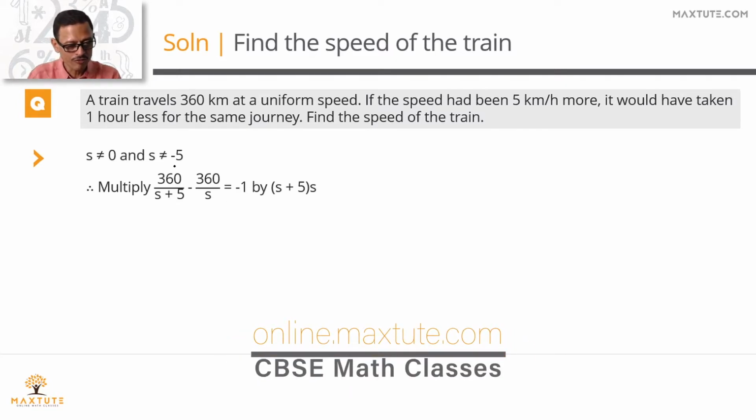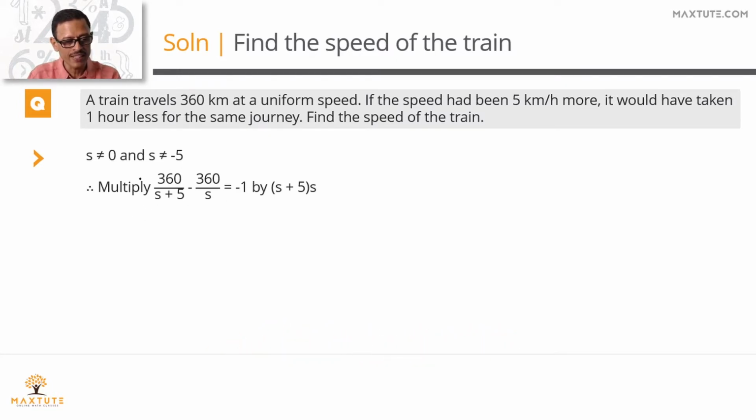So if I multiply the first term with s into s plus 5, the s plus 5 will get cancelled, leaving us with 360s. So that is this term when it's multiplied with s plus 5 into s. Let's do the same exercise with the second part.